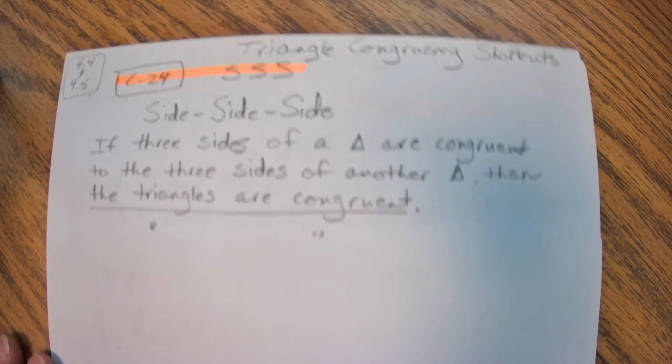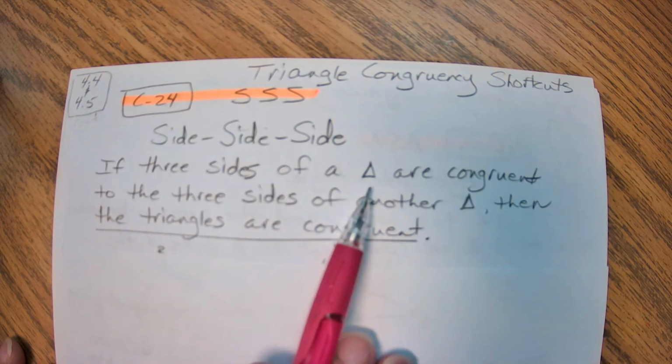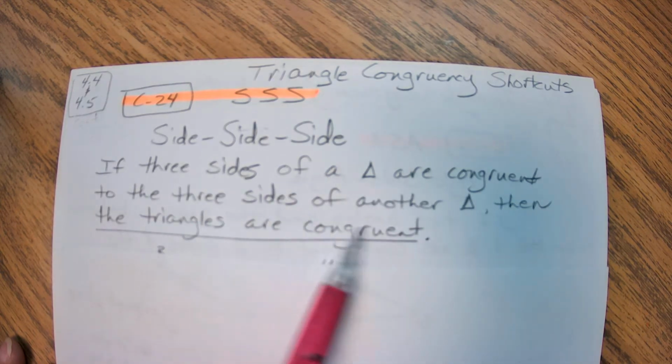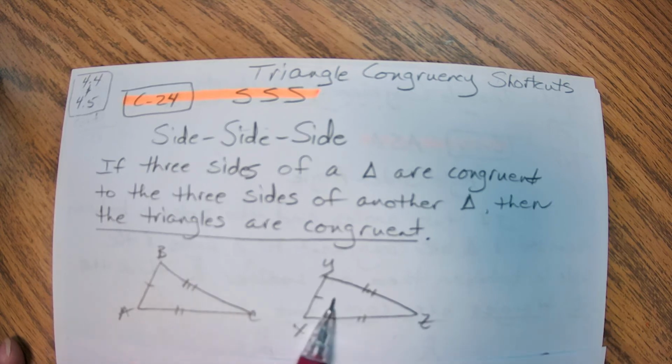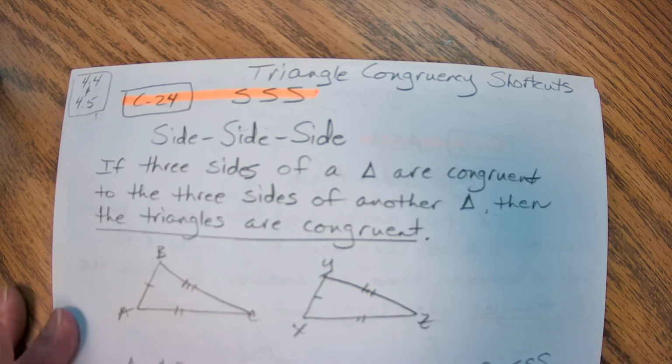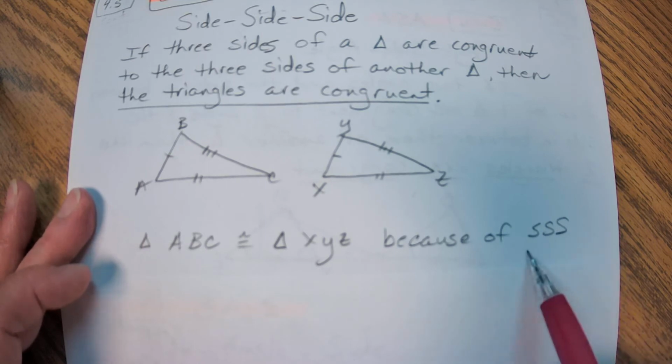Okay, the third one, C24, is side side side. If the three sides of a triangle are congruent to the three sides of another triangle, then the triangles are congruent. This is congruent to this, this is congruent to this, this is congruent to this. Therefore, those two triangles are congruent because of side side side.